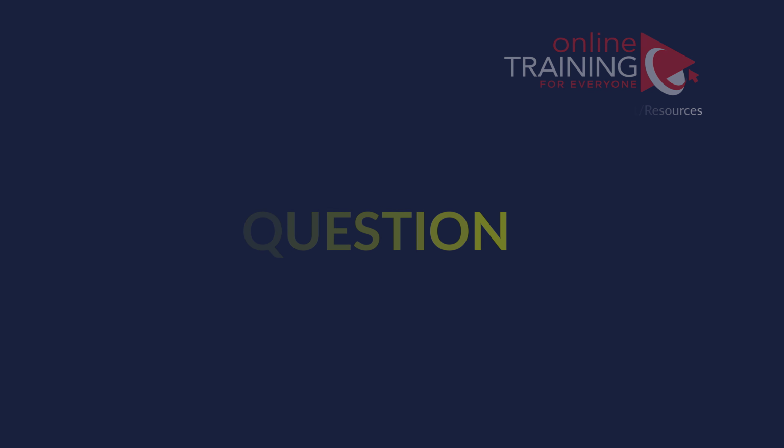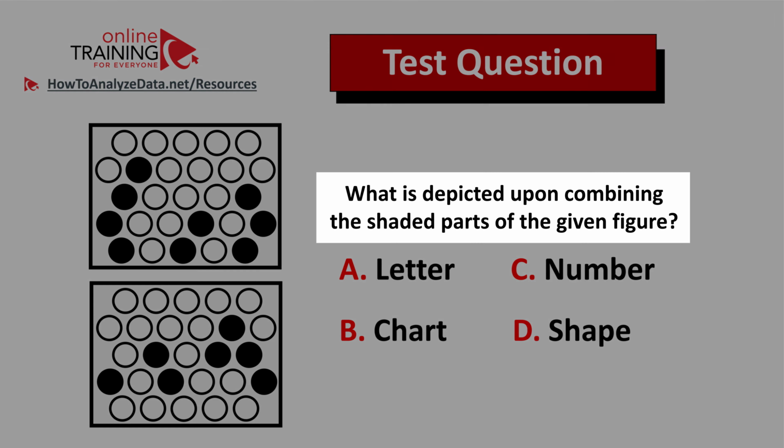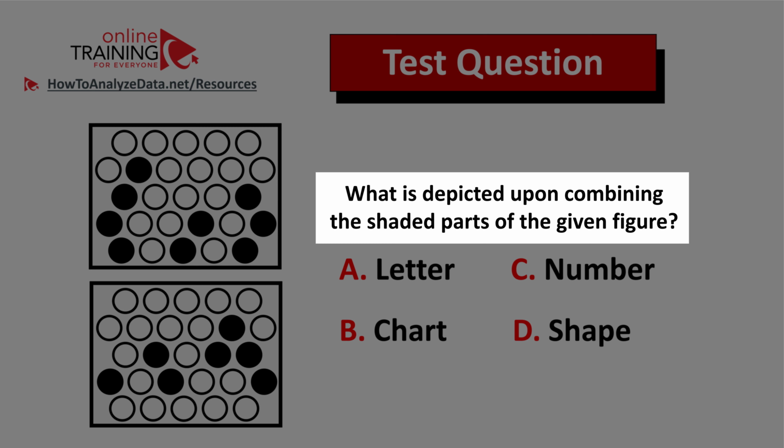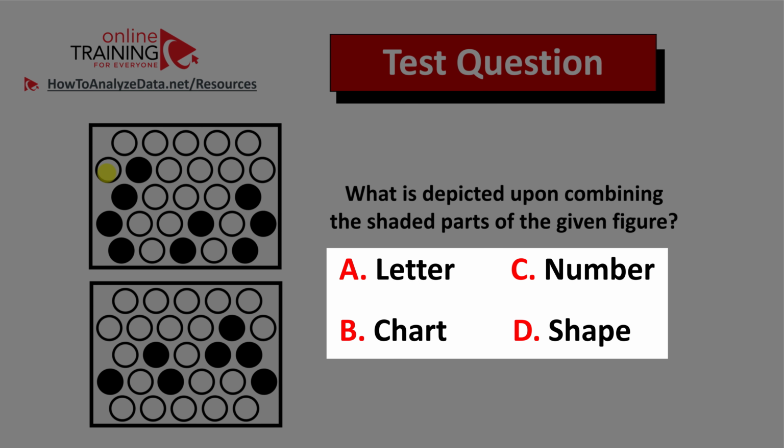Here's the tricky question from the real test, but somehow I have a feeling that you might come up with the answer. What is depicted upon combining the shaded parts of the given figure? And you have two rectangles with circles inside presented on the left. Each rectangle contains different circles. Some of them are white and some of them are filled with black. And you have 4 possible choices.